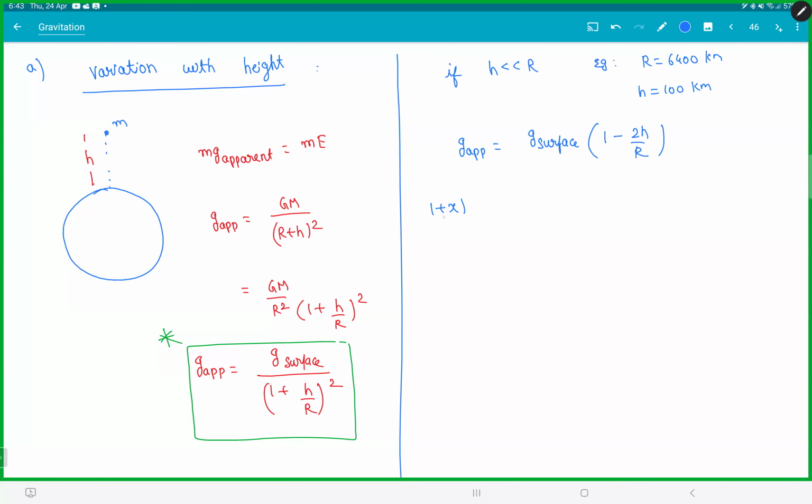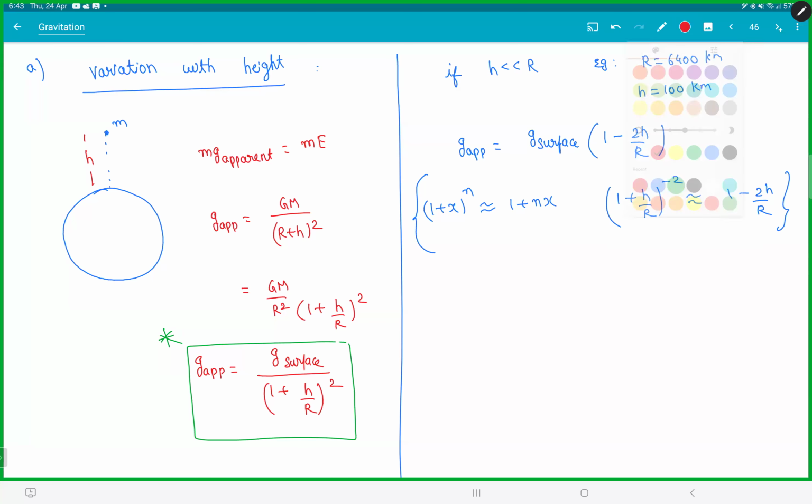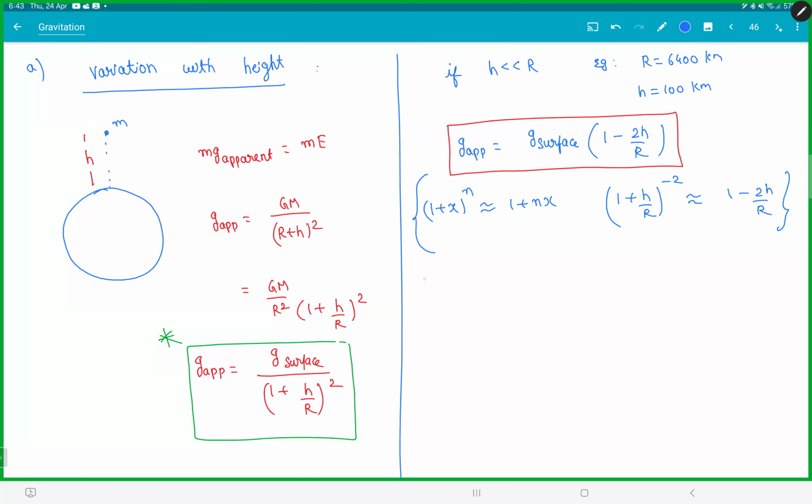In case you don't know, (1 plus x) whole power n is approximately 1 plus nx. So here you can write this as (1 plus h by R) whole power minus 2. This is approximately 1 minus 2h by R. So that's the binomial approximation. But you can use it only for small h. Be careful with that. That's your result when you go up from the surface.